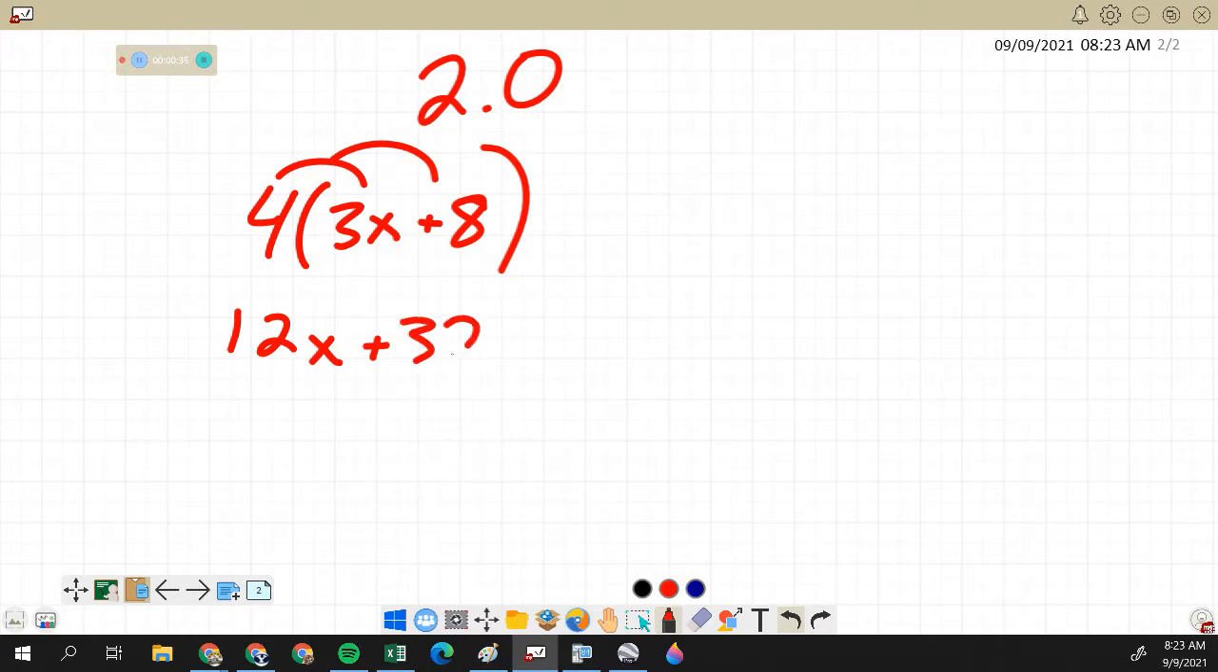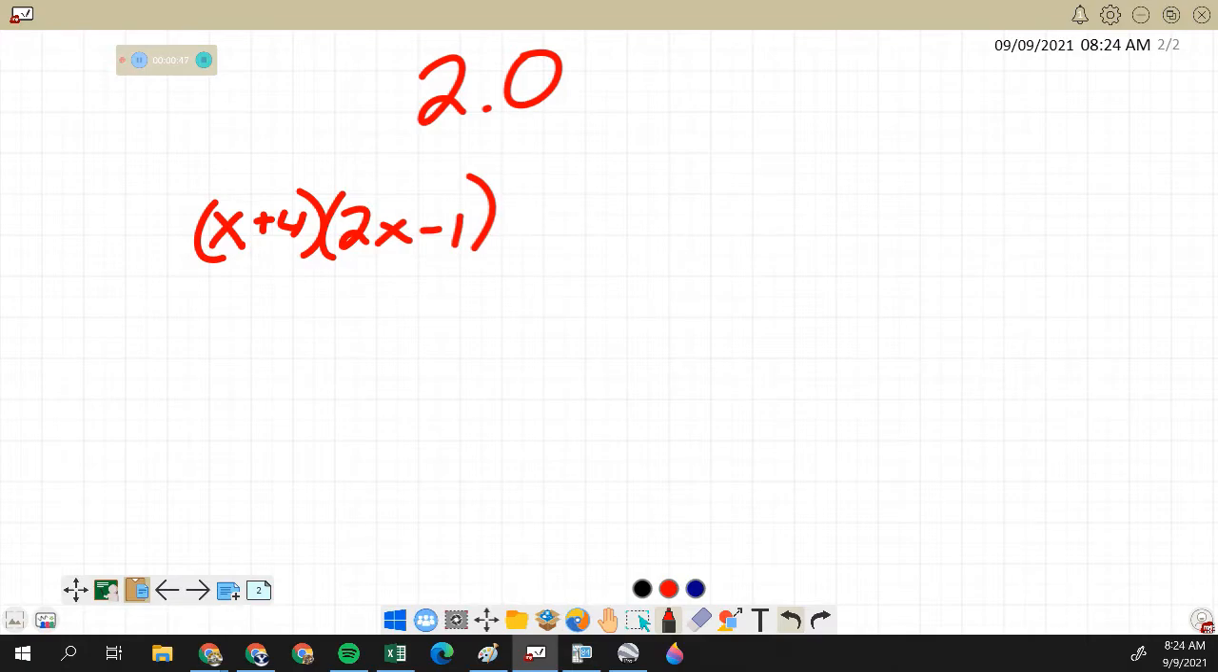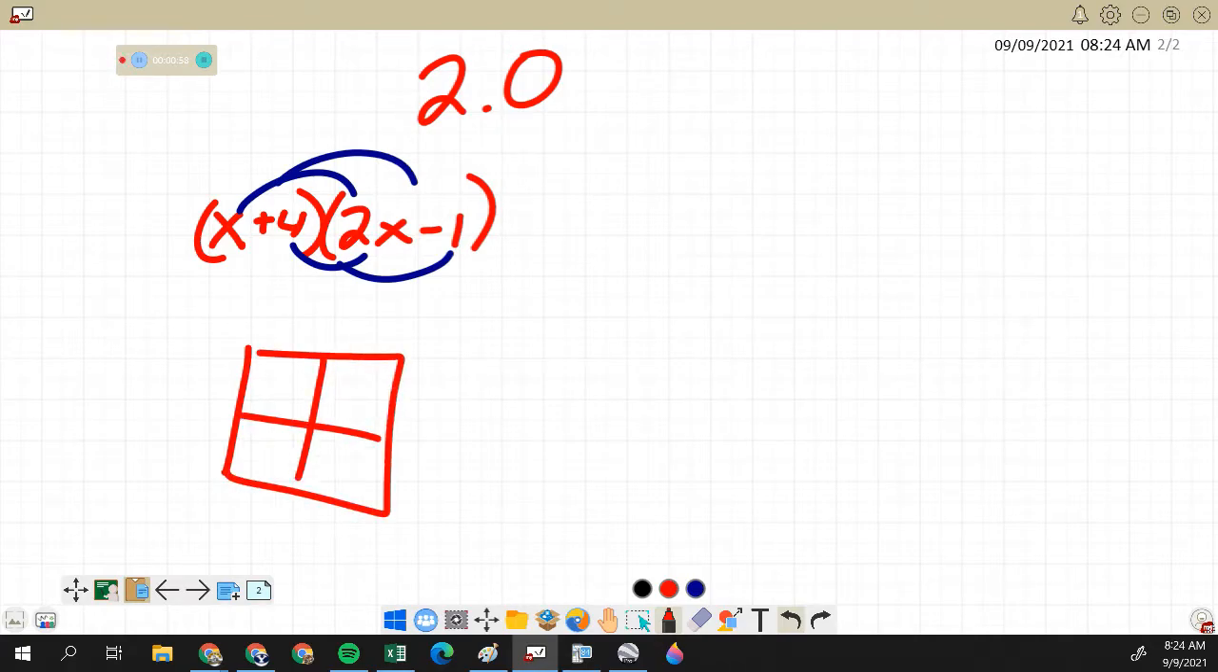Easy enough if you know your multiplication table. Okay. What if I had x plus 4 times 2x minus 1? So you can multiply like this. I like to use this multiplication box because it helps us with factoring and it also helps us with something else this year. So you don't have to use it, but it is valuable to know how it works.